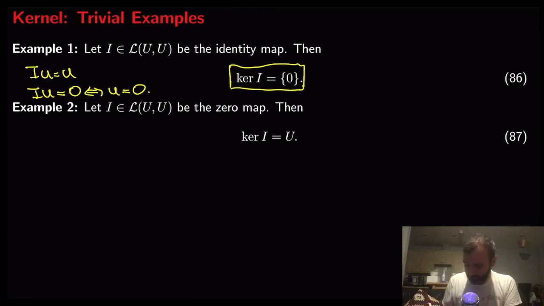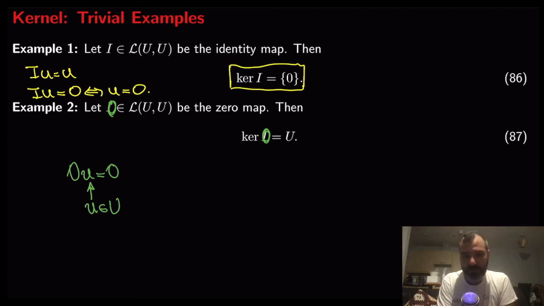Second, I have a typo here, I must apologize. I meant to write, let 0 be the 0 map. And then the kernel of 0 is the whole set U. Let me explain this. So I want to solve the equation 0 times U is equal to 0. The solution is pretty obvious. It doesn't matter what you put there. Whatever U you put, you always have 0. So take whatever U you like. All the elements of the set big U are inside the kernel of the zero map.